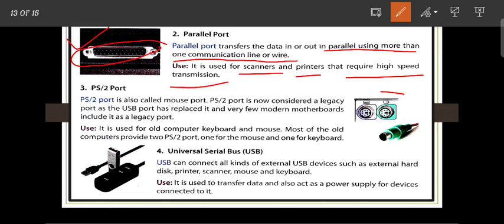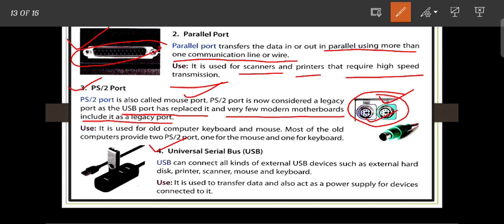Next is the PS2 port. This is the PS2 port. It is also called the mouse port. We can use this port to insert a mouse or keyboard. This port is now considered a legacy port, as the USB port has replaced it, and very few modern motherboards include this legacy port. So nowadays we use the USB port to connect our keyboard, mouse, or external devices, but earlier we used this type of port to connect our external devices.